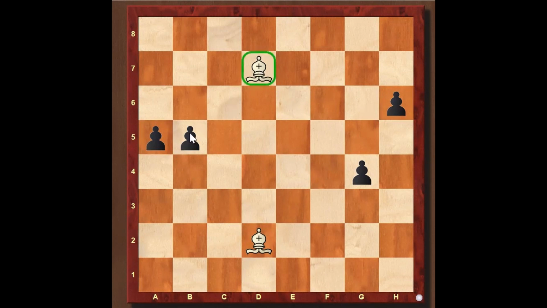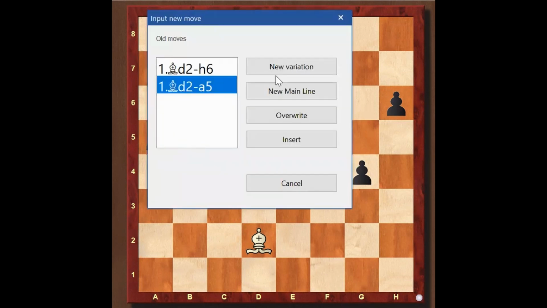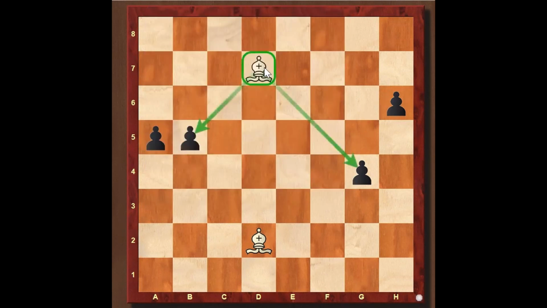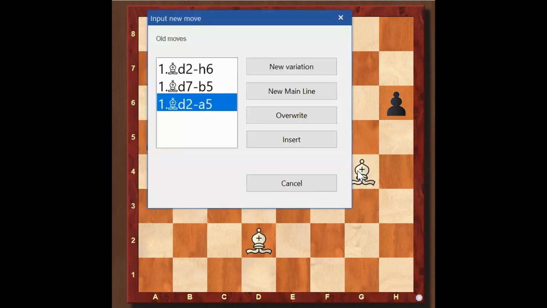So as we see, the bishop on d7 has both the pawns in its range, and it has the option to capture either of them as it feels fit. So I can choose to capture this pawn, or I can choose to capture this pawn.